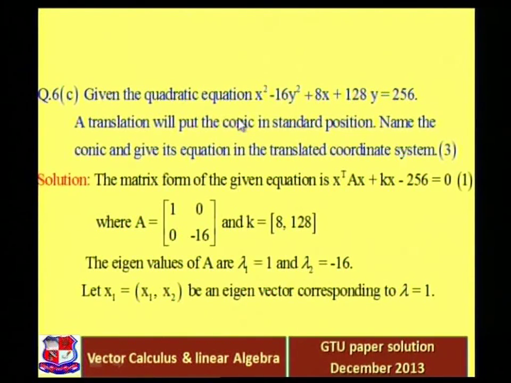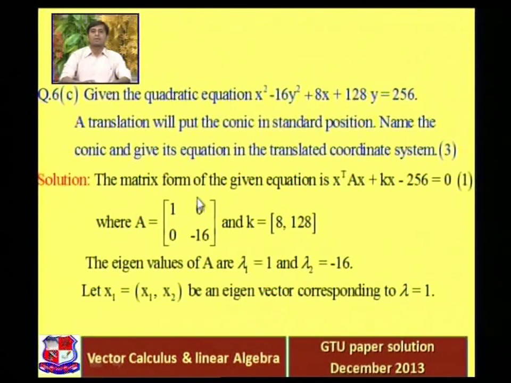Given the quadratic equation x squared minus 16y squared plus 8x plus 128y is equal to 256. A translation will put the conic in standard position. Name the conic and give its equation in the translated coordinate system. This question was asked for 3 marks.